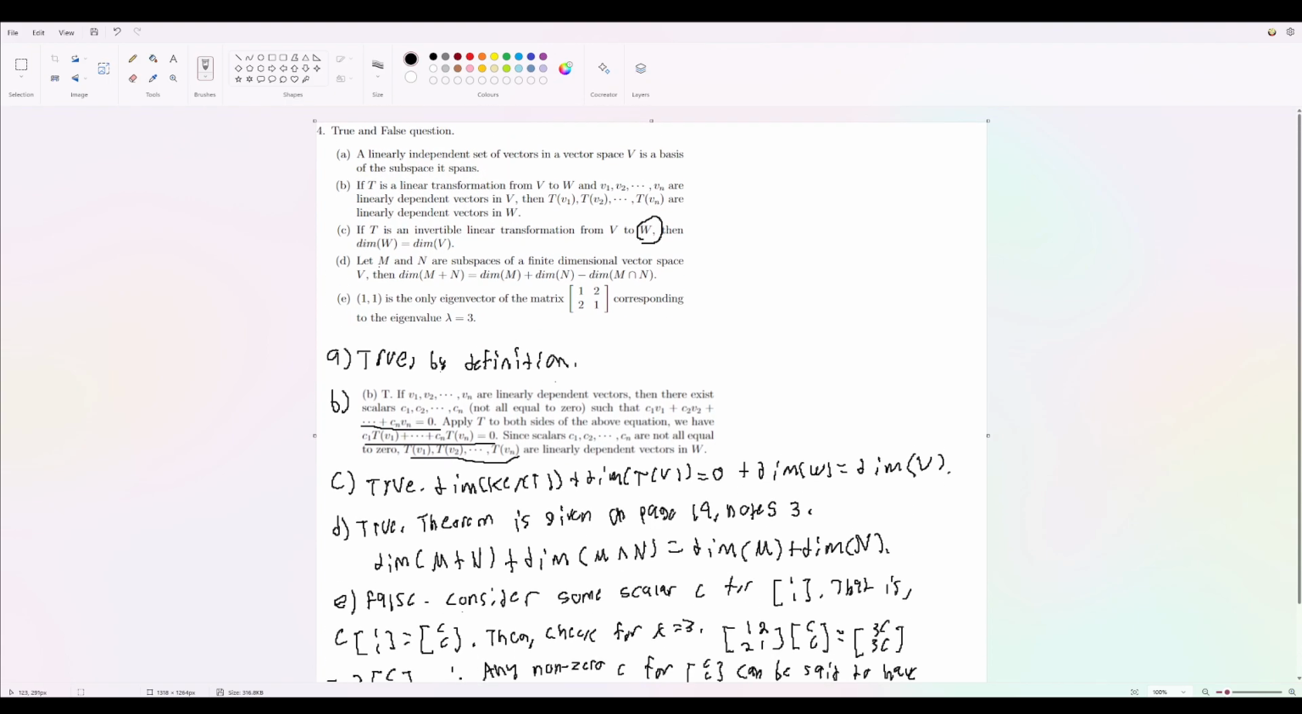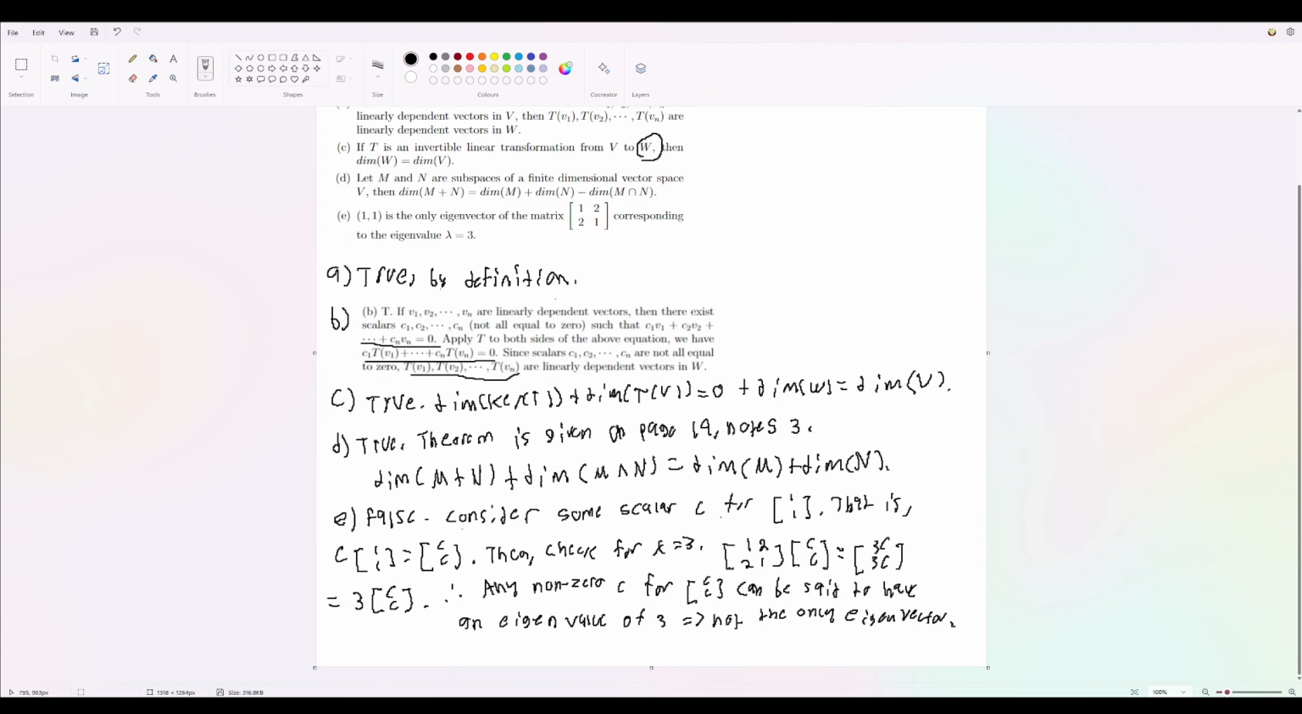What's D? Let M and N be subspaces of a finite dimensional vector space V. The dim of M plus N equals dim M plus dim N minus dim of M intersection N. Once again, this is true. Oh yeah, I wrote this down. You can just find that on page 19 of notes 3. We just have dim of M plus N plus dim of M intersection N equals dim M plus dim N. There's a lot of dims, I'm saying. Dim sum.